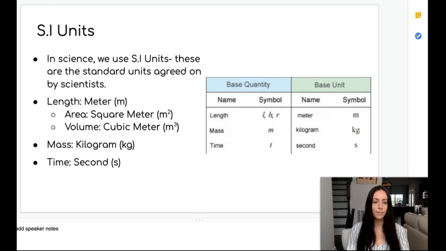The SI unit for mass is the kilogram. You may also hear it said as the kilogram. That is represented as a lowercase kg. And finally, the SI unit for time is the second. This is one that we are all familiar with. The second is represented by a lowercase s.